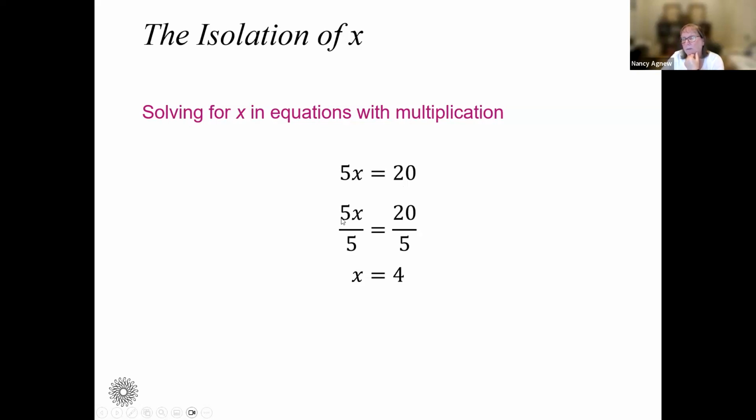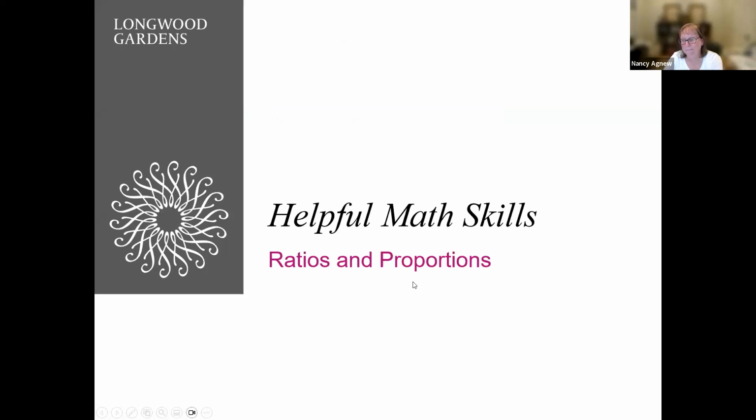So 5x divided by 5. Of course, 5 over 5 is 1. So that isolates x for us. And then 20 divided by 5 is 4. Okay, so I'm going to move on to ratios and proportions because you'll see some similar things here.